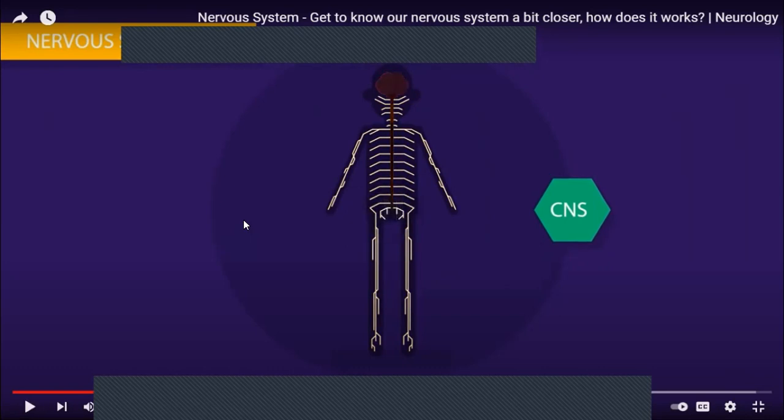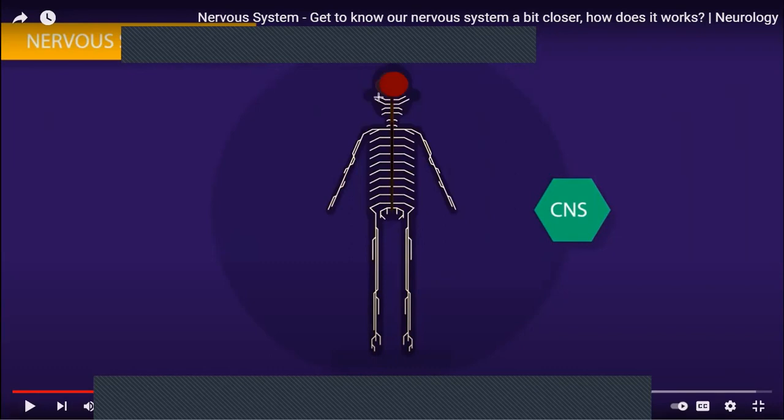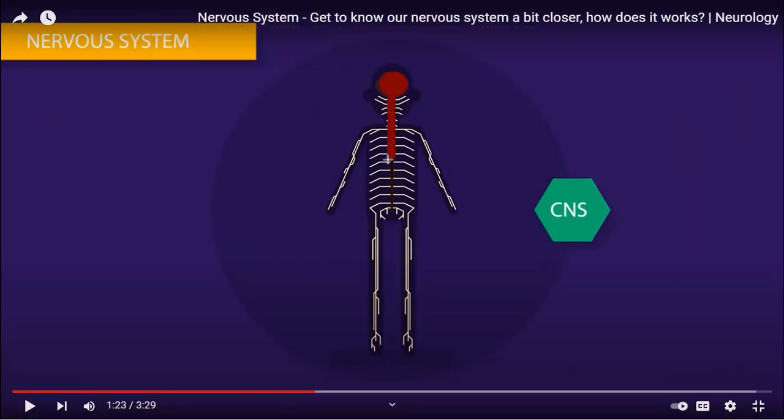So the central nervous system, CNS, is represented by the brain and the spinal cord. The brain, like you see here, and also what? The spinal cord. This is the central nervous system. This is CNS. Okay? Continue.